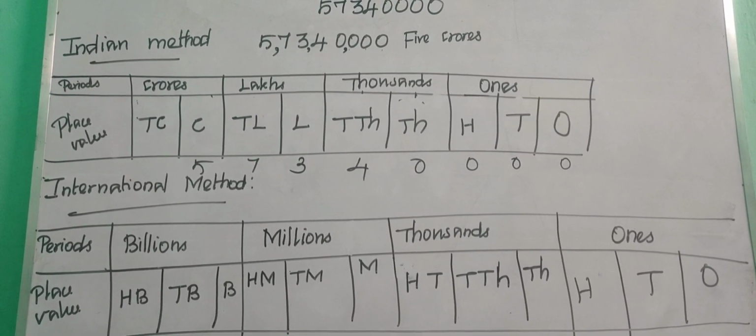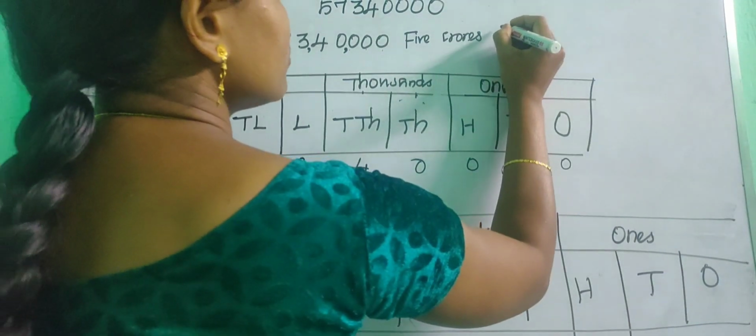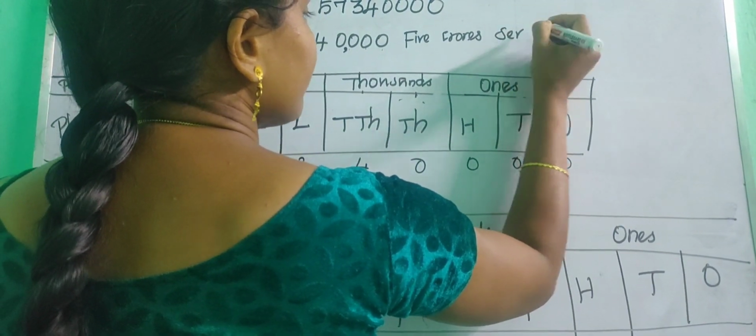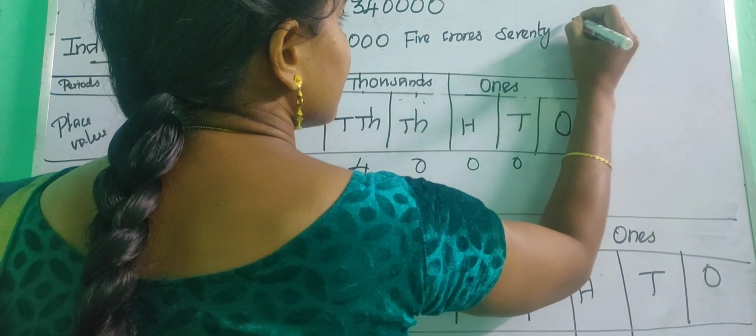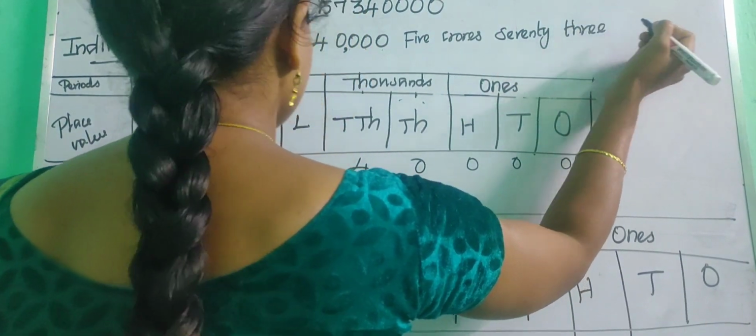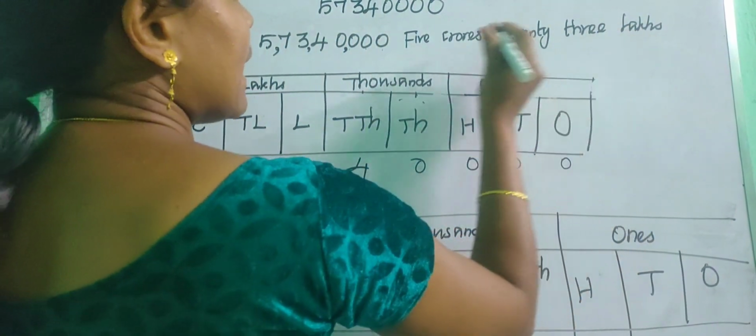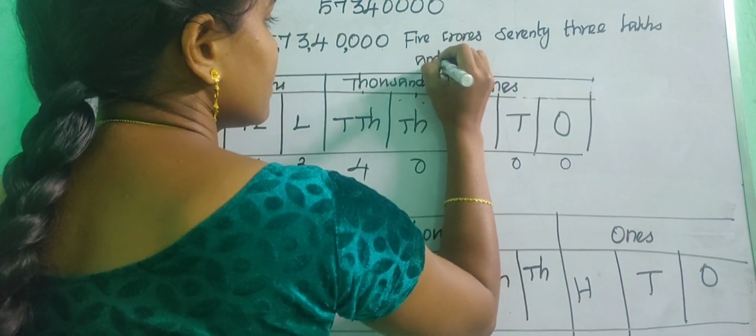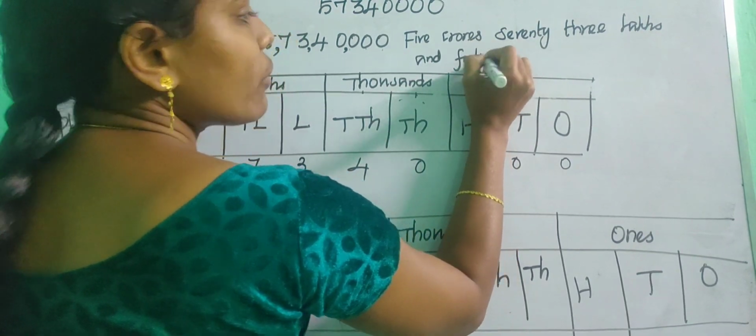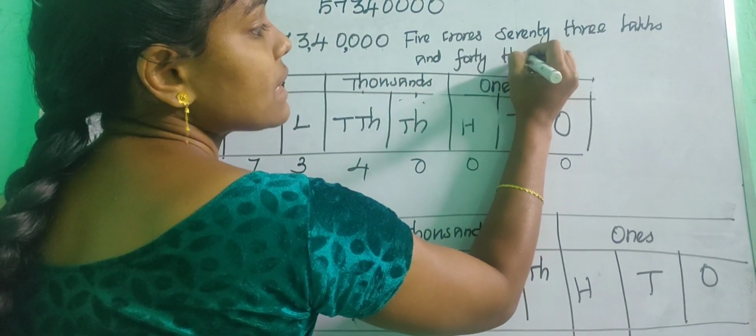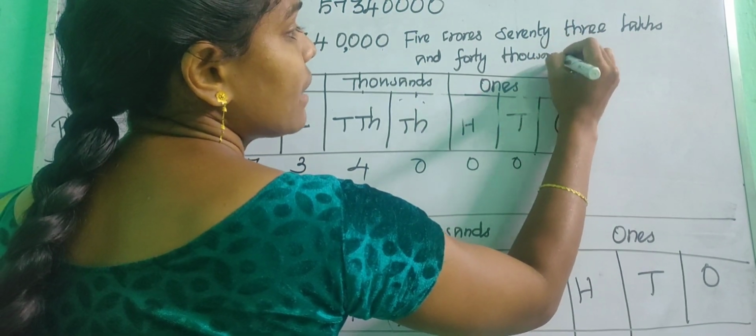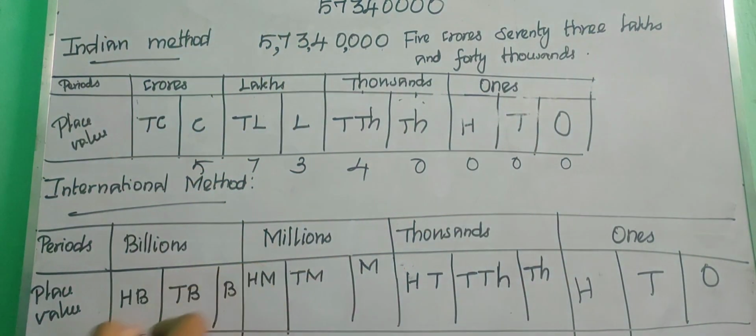So 5 crores 73 lakhs and 40,000, okay. This is the number name in the Indian method, okay children. 5 crores 73 lakhs and 40,000.